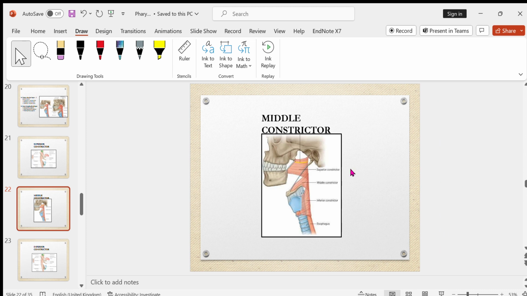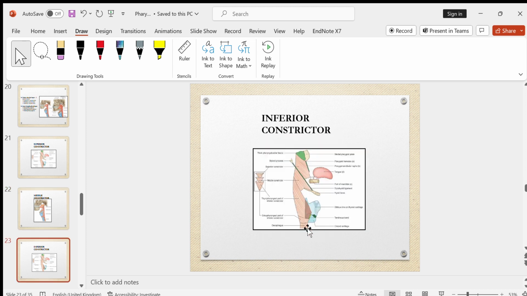The middle constrictor arises from the greater and lesser cornu of the hyoid bone. This bone that you are seeing is the hyoid bone. So the middle constrictor arises from the greater and lesser cornu of the hyoid bone. The inferior constrictor originates from the oblique line of the thyroid cartilage.